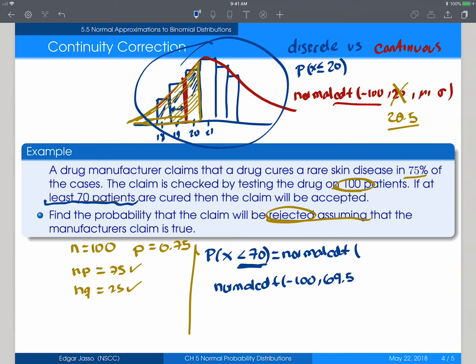Okay, and then what is the mean on my normal curve? My mean is np. And my standard deviation is the square root of npq. You can type this directly in your calculator, but let me find out what the standard deviation is, it's nice to know. So I'm going to type the square root. Let me clear this. Second, square root of n, which is 100, times 0.75 times 0.25, I get 4.33.